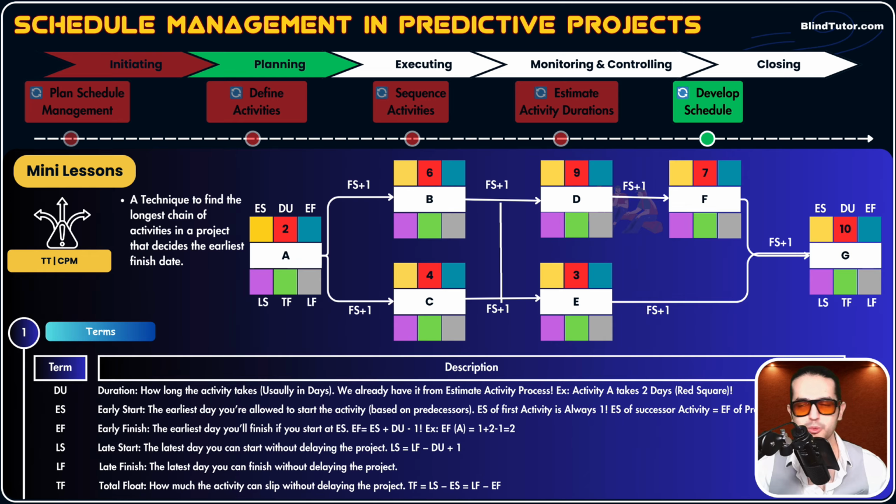TF, very, very important term. Total float. What did we say about total float, guys? How much the activity can slip. Slip means how much it can be delayed or start later without delaying the whole project. And the formula to calculate TF is LS minus ES or LF minus EF.